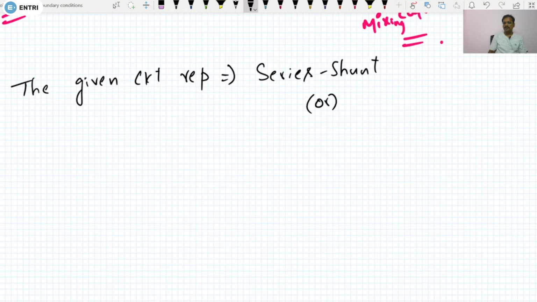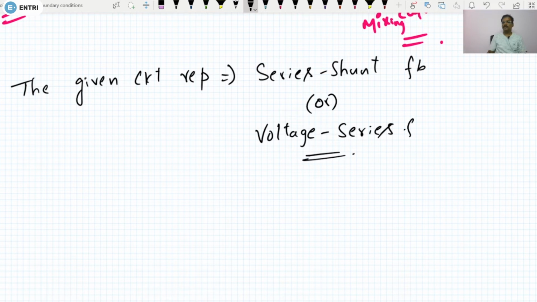or first you represent whatever you are sampling. Which signal are you sampling? At the output you are sampling voltage. So first we write voltage, and at the input the connection is series. So we can call it voltage series feedback also. So series shunt feedback, or voltage series feedback, right?